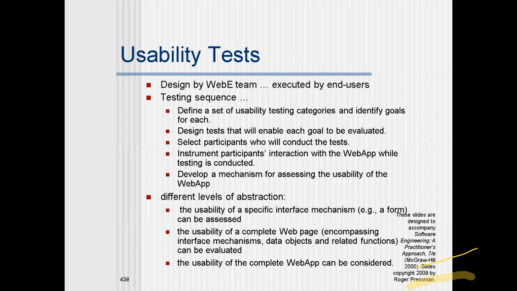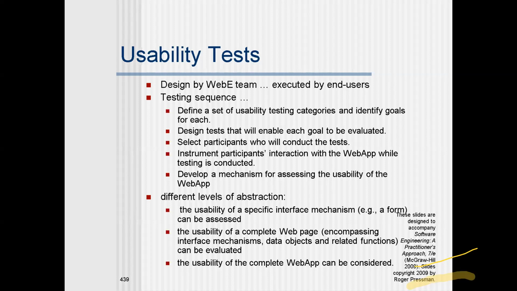Next is select the participants or the group of participants, the users, end users, the different categories of end users who will be conducting the tests. Then instrument participants' interaction with the web app while the testing is conducted, because you need to know whether the user is a novice user or a very well accomplished user. So for both these categories of users, is your web app easy to use? So that's a main part of the usability test. Then develop a mechanism for assessing the usability of the web app as well.